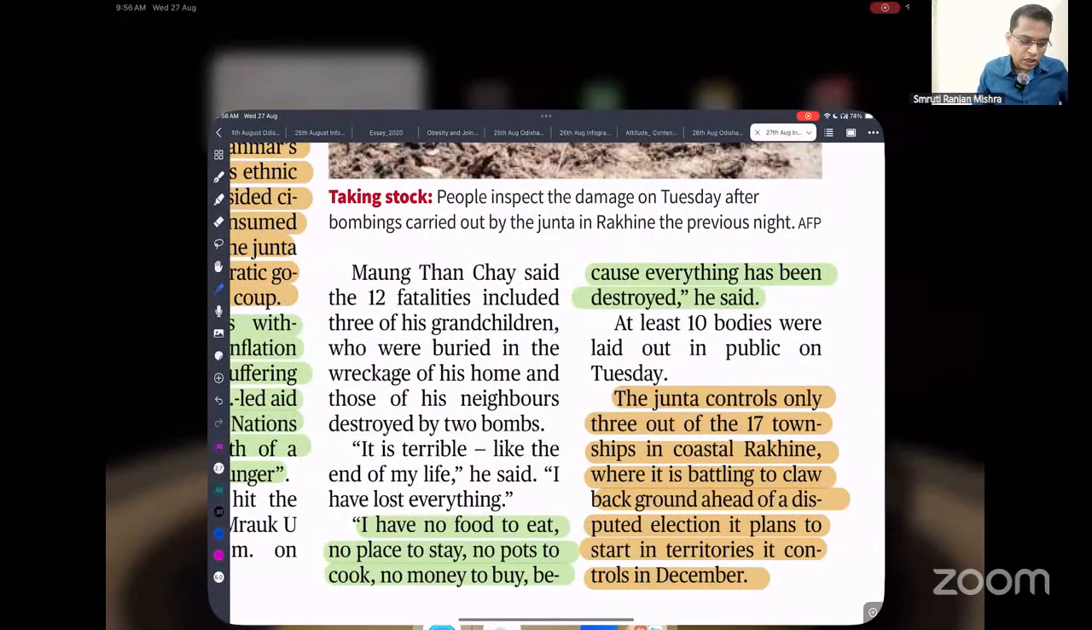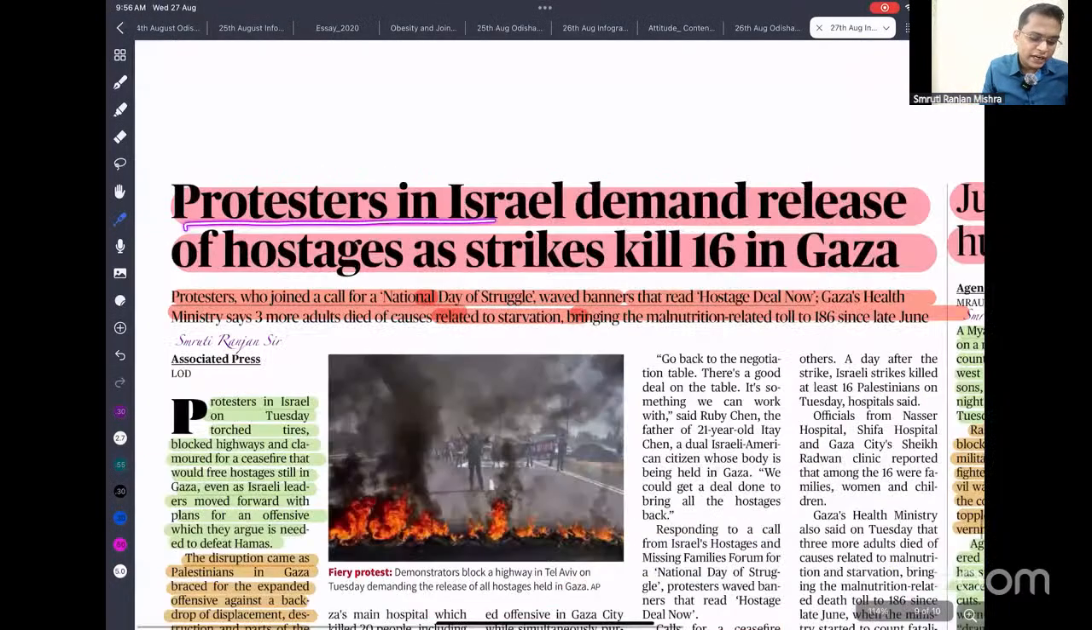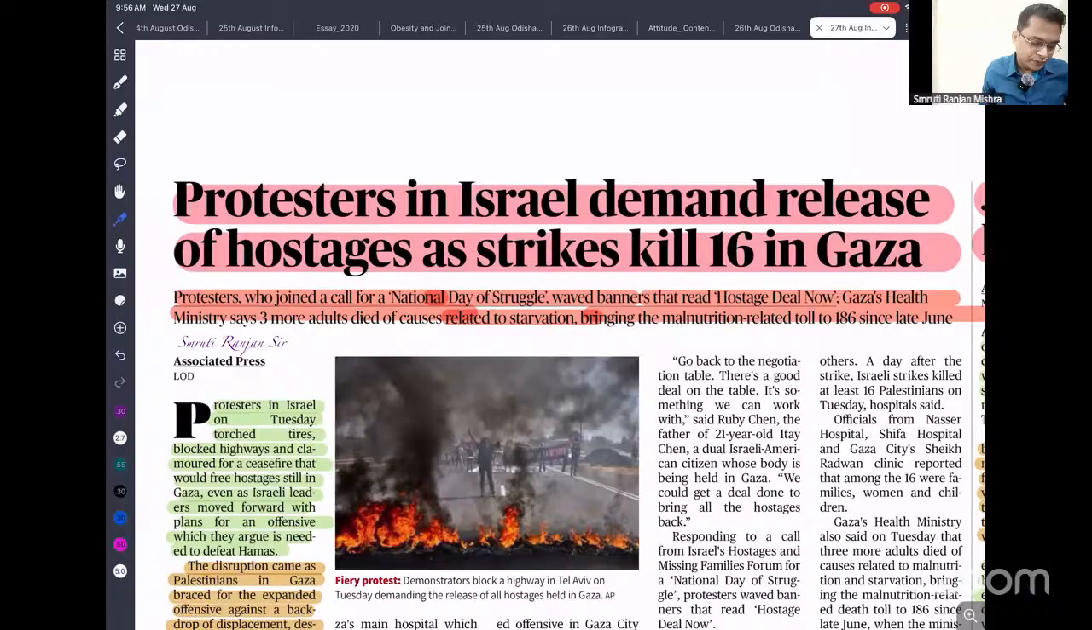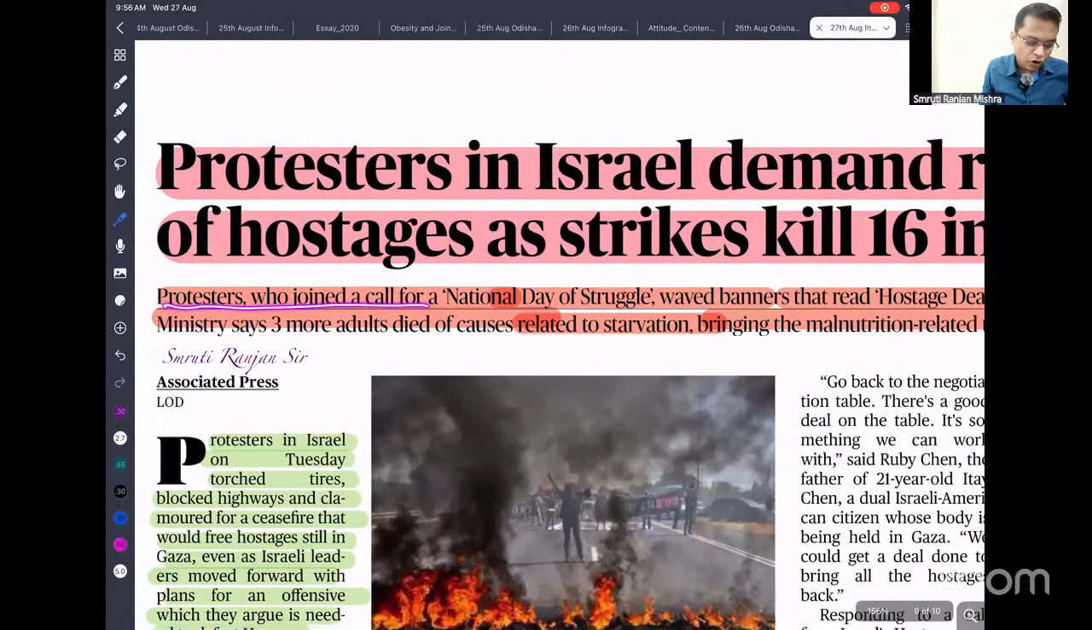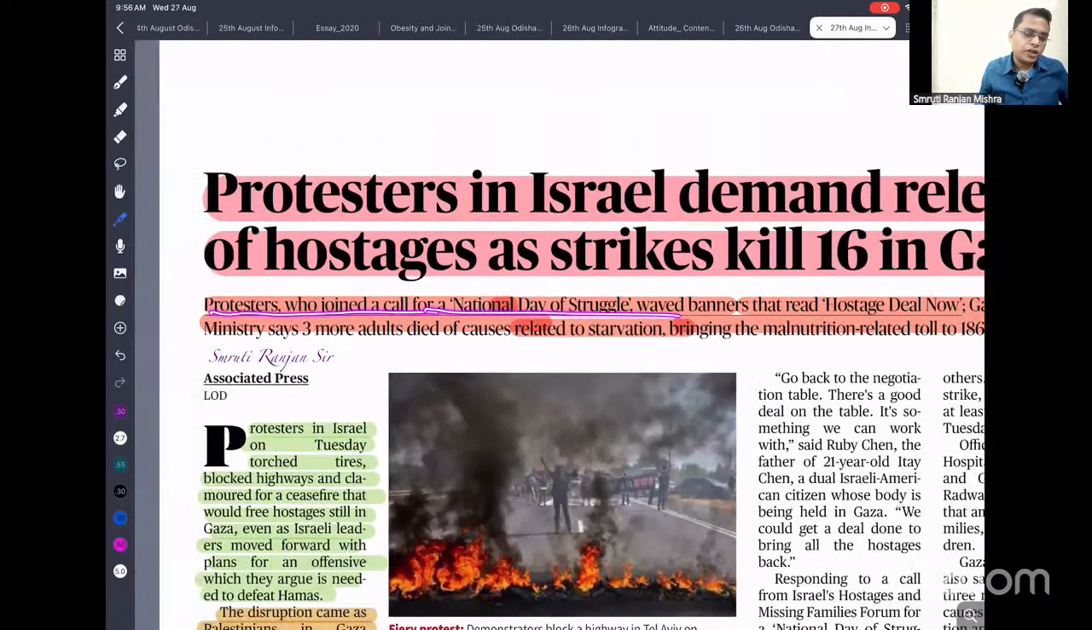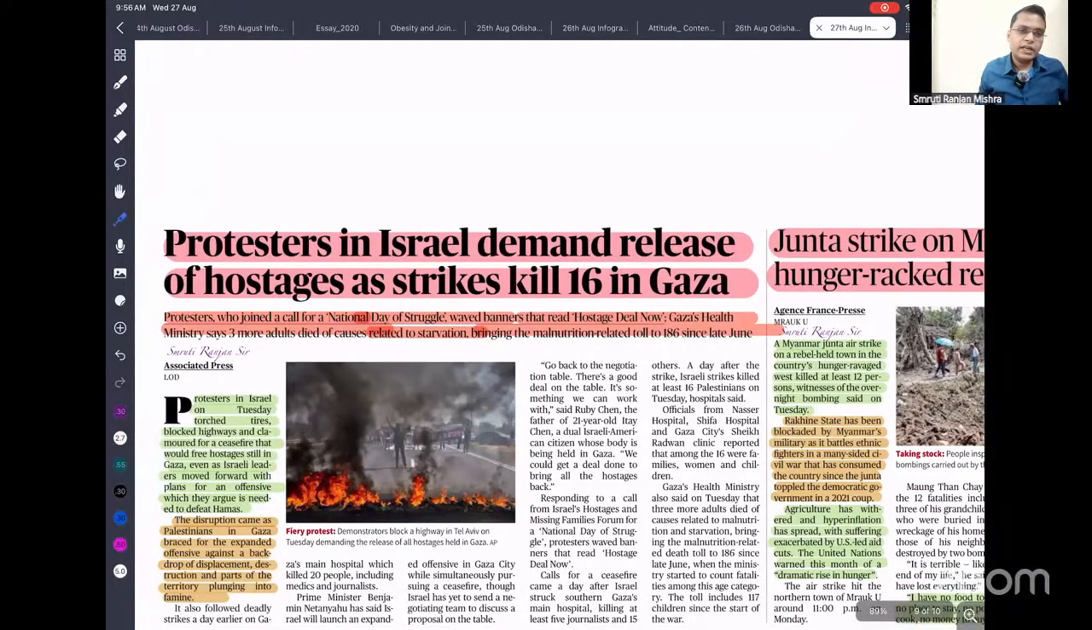Next, let's see the article. The next one is: protesters in Israel demand release of hostages as strike kills 16 in Gaza, who joined the call for the National Day of Struggle. I'm just giving a brief on what's going on. There was an attack by Hamas.